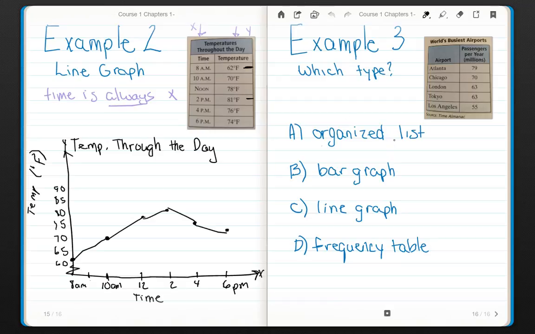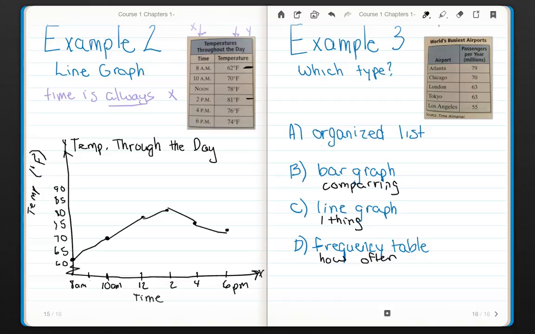So example 3, which type of graph should you use and when should you use it? So here we have 3 types, an organized list, a bar graph, a line graph, and a frequency table. So quick review. An organized list is just that. It's a list of data. Bar graph, comparing multiple things. A line graph is one thing over time. And a frequency table is just that, how often?